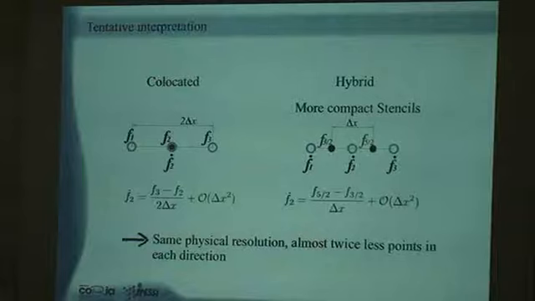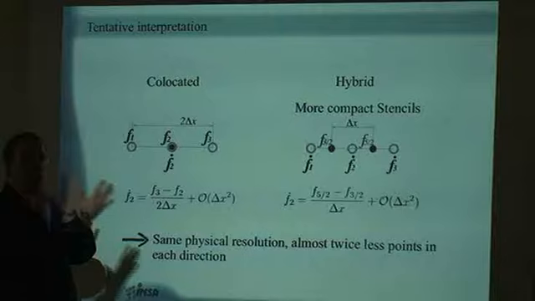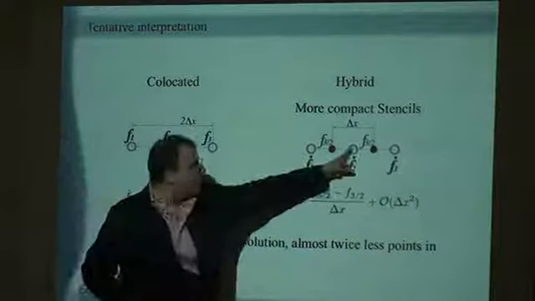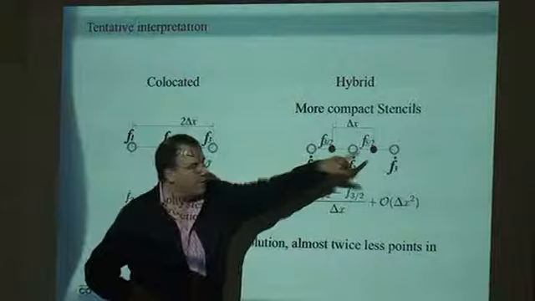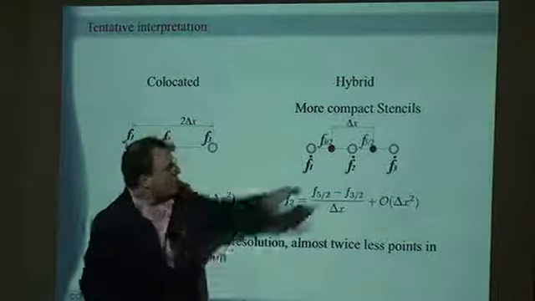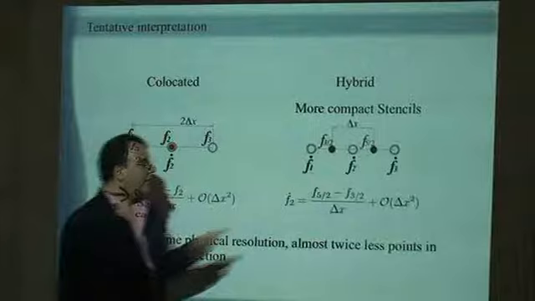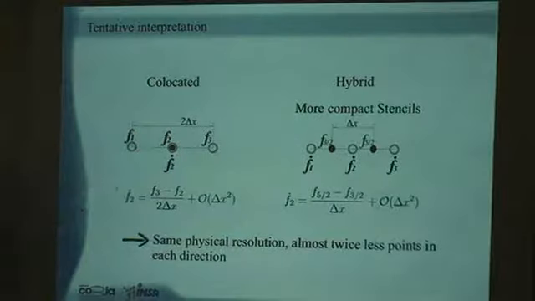How to explain that? The interpretation I think is more correct is that the stencil is more compact. So to calculate the derivative at this point, you only need points that are very close to this point, compared to a collocated scheme. Because of that, it works, I would say, so well.